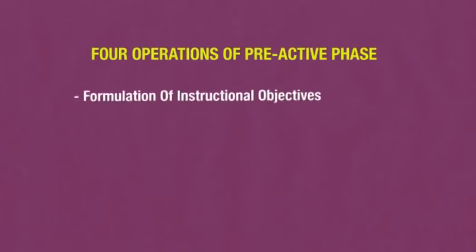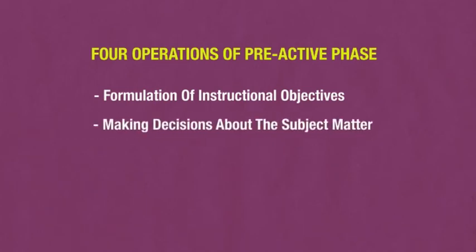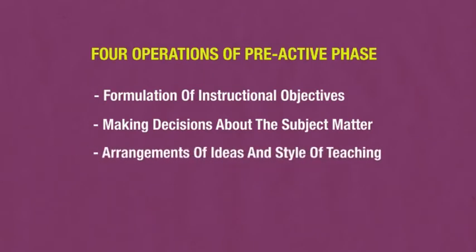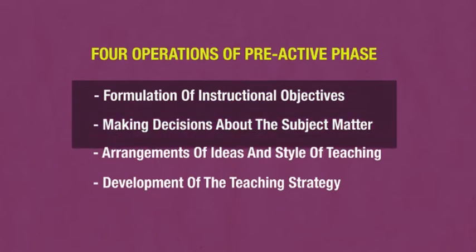For example, preparing lesson plans by the teacher is a pre-active phase of teaching. The success of the interactive phase entirely depends on it. It includes all the activities the teacher does before he has a face-to-face meeting with the students. There are 4 operations in the pre-active phase: formulation of instructional objectives, making decisions about the subject matter, arrangement of ideas and style of teaching, and development of the teaching strategy.